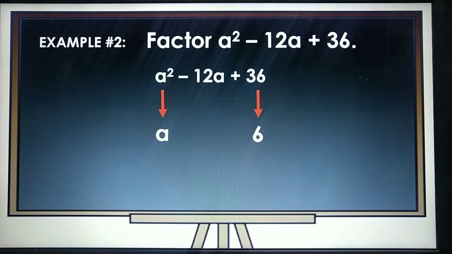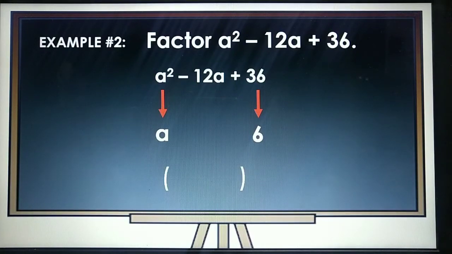We will multiply the square roots. a times 6 is 6a. Then we will multiply it by 2. 2 times 6a is 12a, which is also equal to our middle term. So we could say that this trinomial is a perfect square trinomial. So let's continue to factor this.